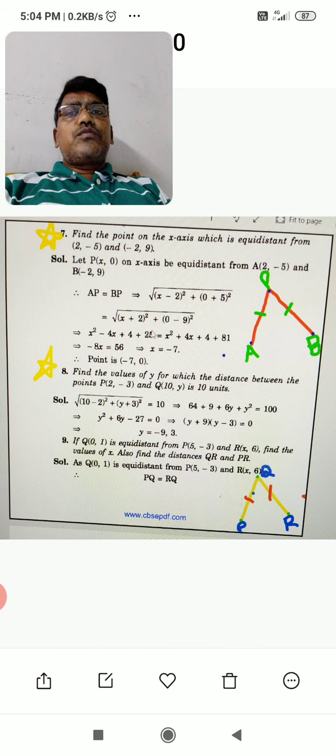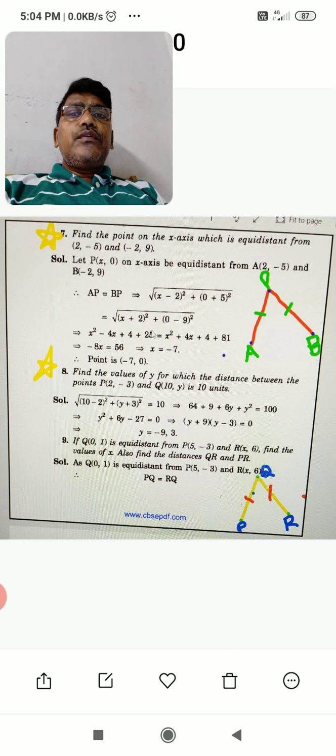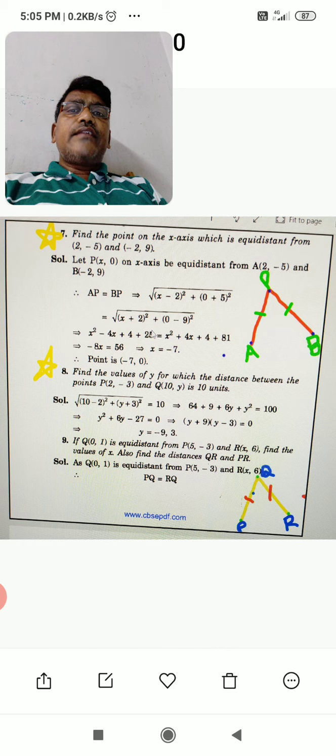Now we apply the (a minus b) whole square formula to (x minus 2) whole square in the first, AP. That is a square minus 2ab plus b square, with a equal to x, b equal to 2. That becomes x square minus 4x plus 4. Then it equals, you see, 0 plus 5 whole square, which becomes 25, equal to (x plus 2) whole square, that is a square plus 2ab, which is 4x, plus b square, 2 square equal to 4, and (0 minus 9) whole square, minus becomes plus because we are squaring it, so x square plus 4x plus 4 plus 81.